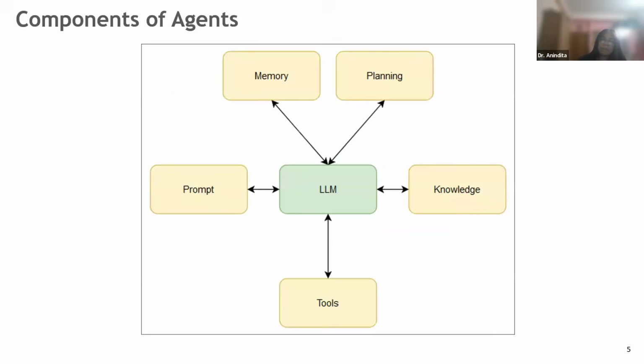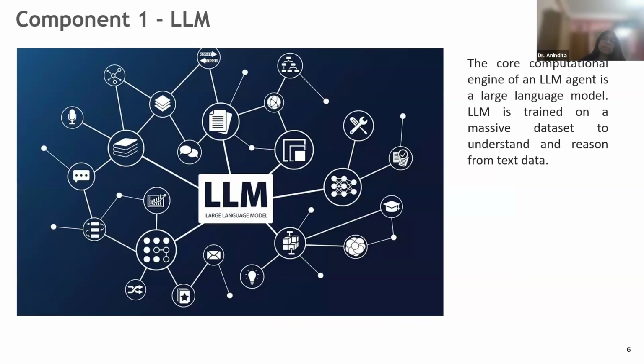So these are the different parts of an agentic system, and this image is visualizing the same. We can see memory, planning, knowledge, tools, and prompts. These are the different parts of the agentic system, and definitely the LLM is there as the brain of the system. So this is the first component, as we have seen: a large language model, which obviously should be there because this is the core computational engine.